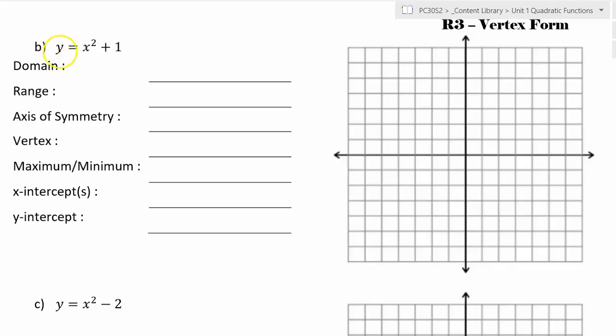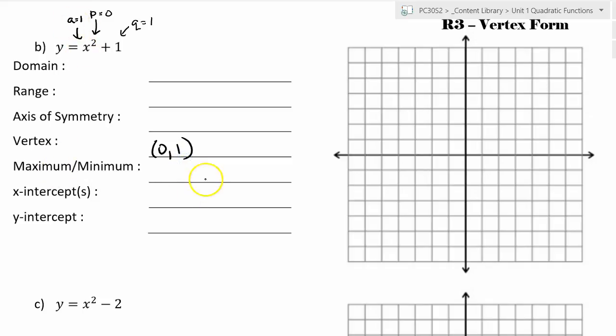So example B, now we're actually going to throw some values in here. Now, again, A is 1 and, sorry, not B, P is 0, Q is positive 1. So I can already tell you a little bit about my graph. Specifically, my vertex is (0, 1).